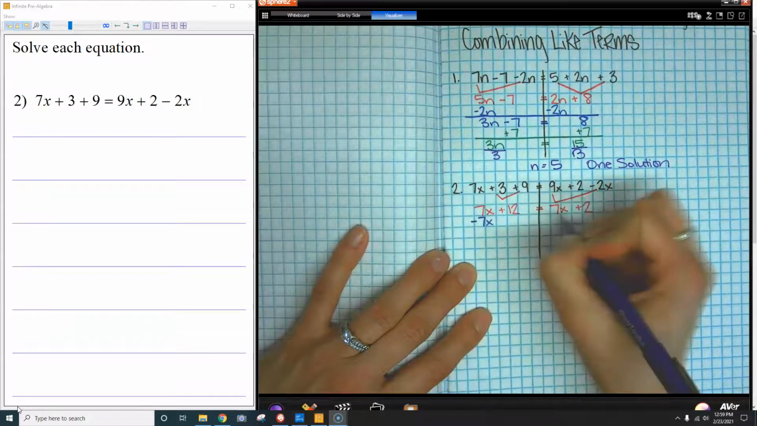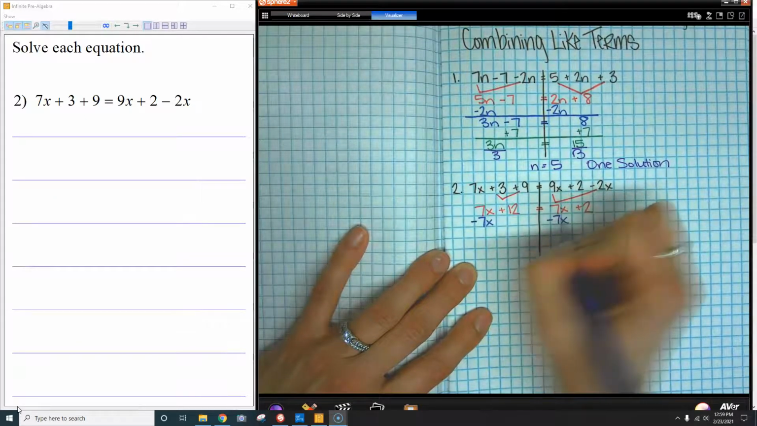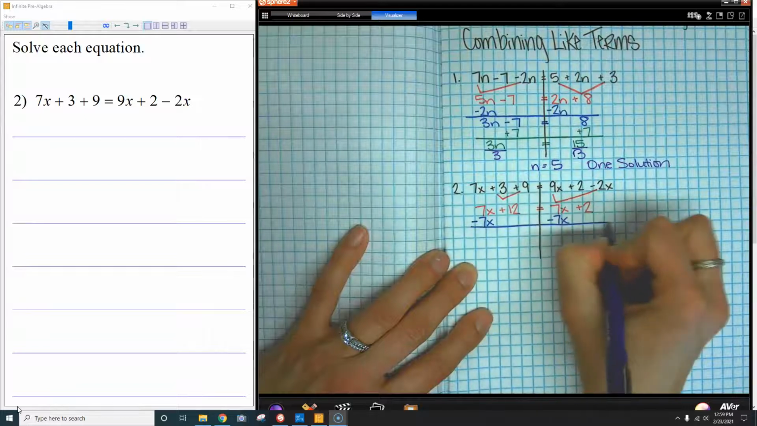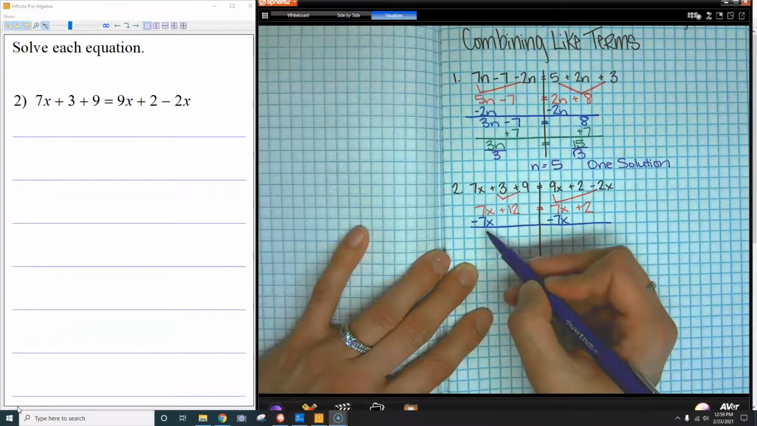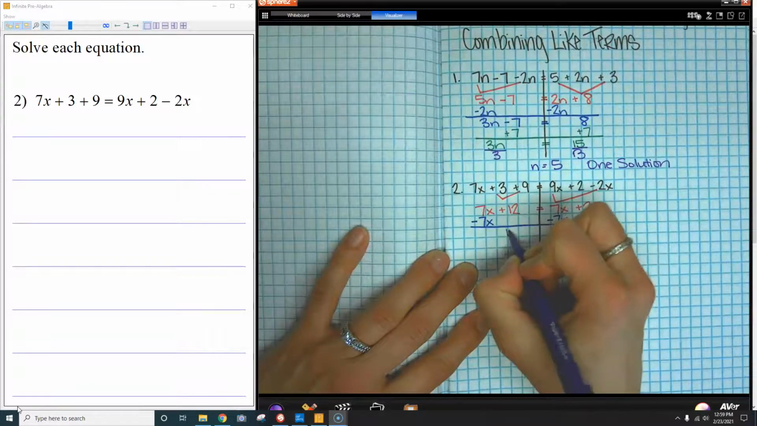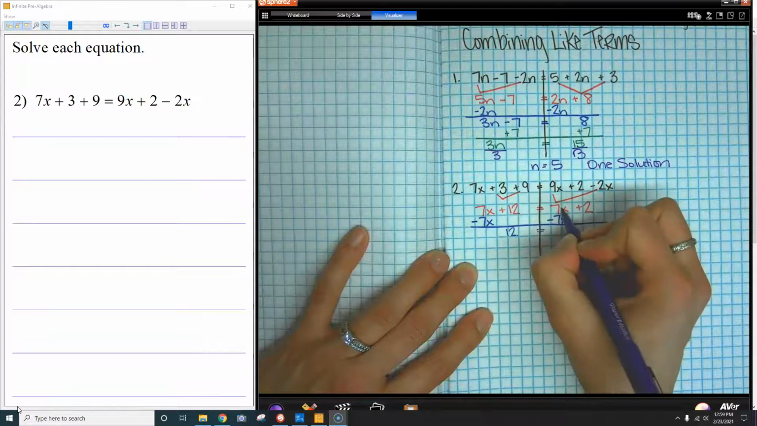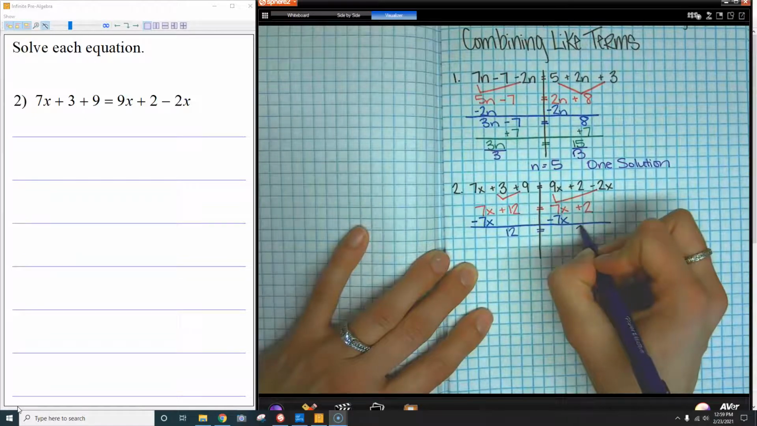But I'm going to minus 7x from the left and minus 7x from the right. When I do that, I get 7x minus 7x, which makes 0, and I get 12 equals a 7x minus a 7x makes 0, and I'm left with a 2.